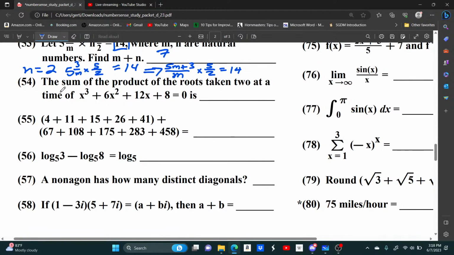All right, sum of the product of the roots taken 2 at a time. For a cubic, this is just c over a. This is just one to memorize. This is just c over a, and so our answer is 12.